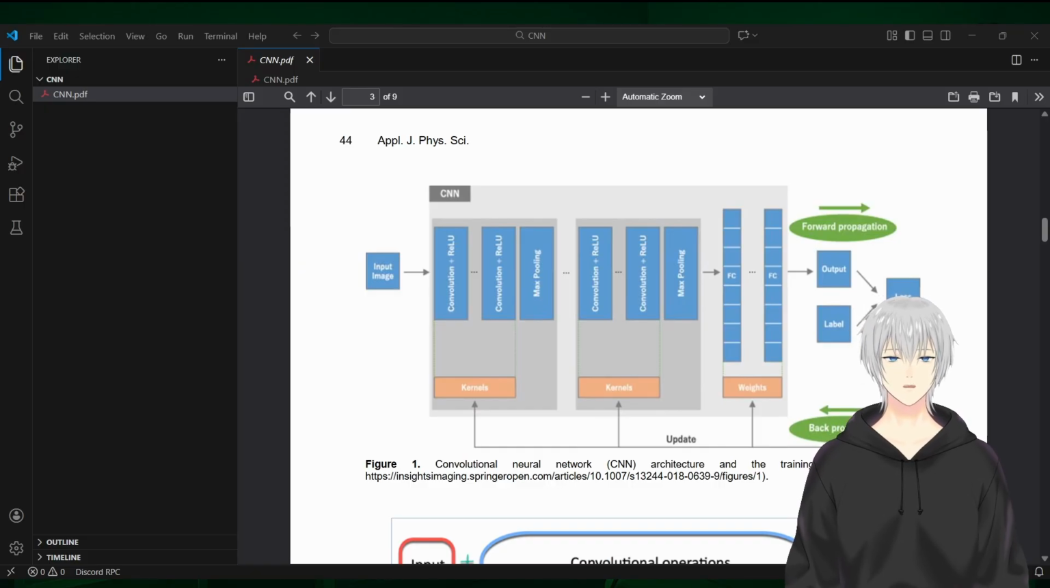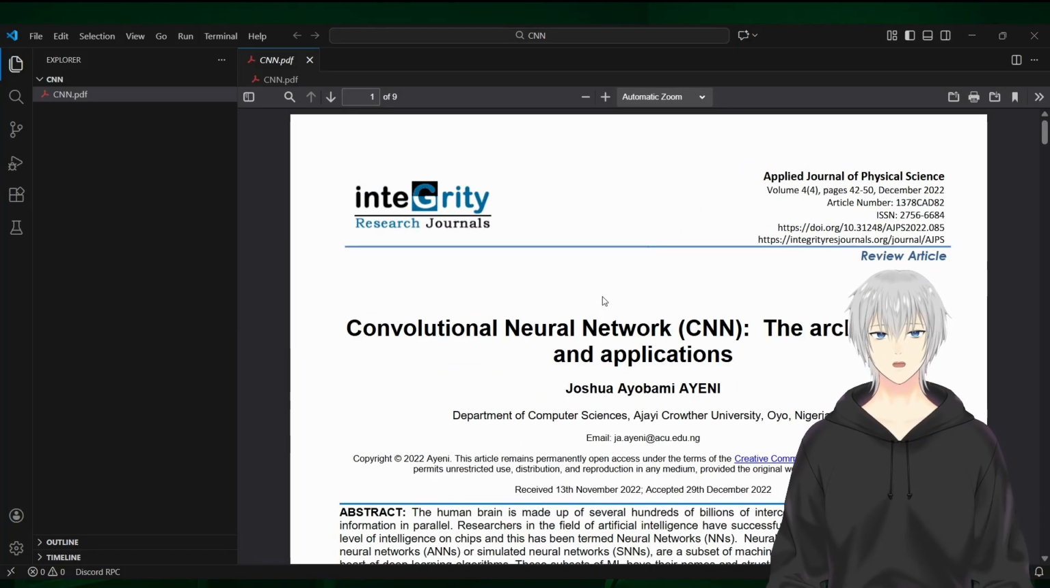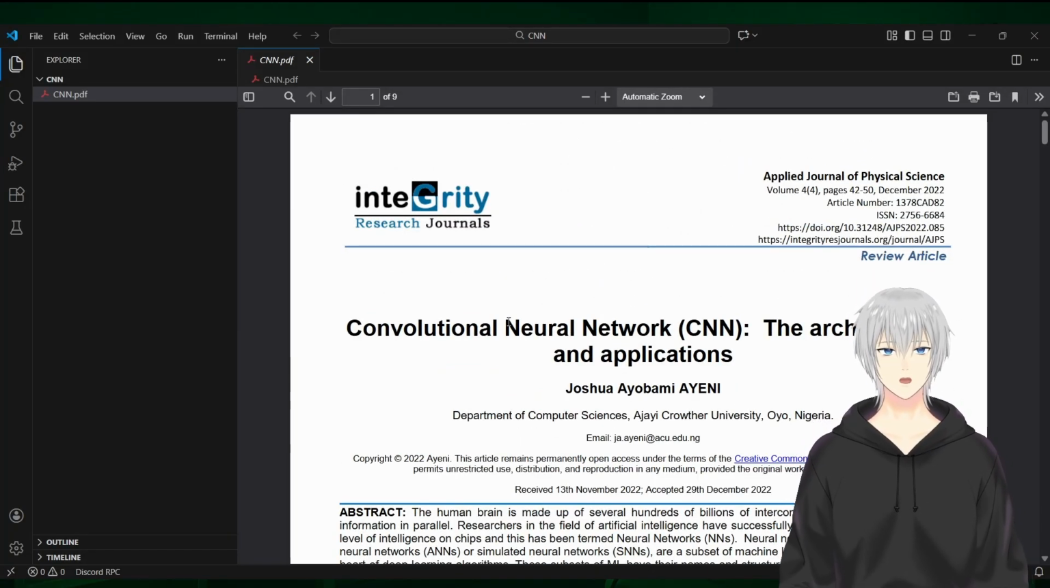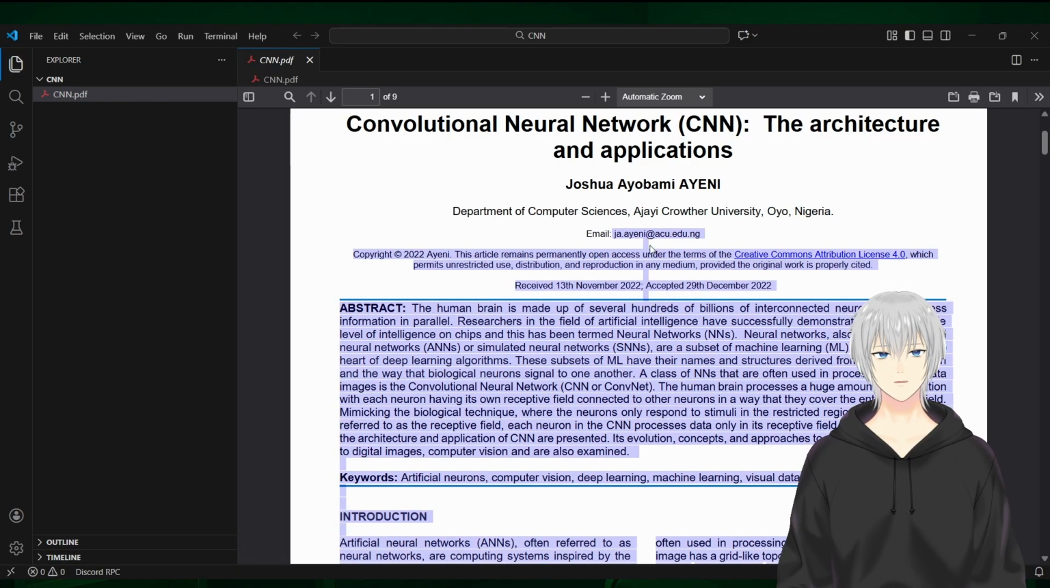Okay, let's get started with the research paper. Convolutional Neural Network CNN, the architecture and its application by Joshua Aobami Aini. What the hell is that name? Nigeria. Okay, okay.